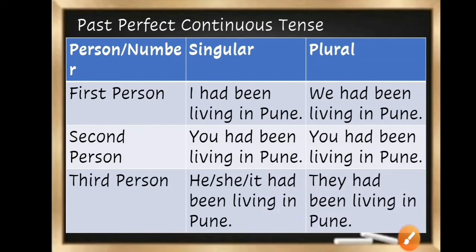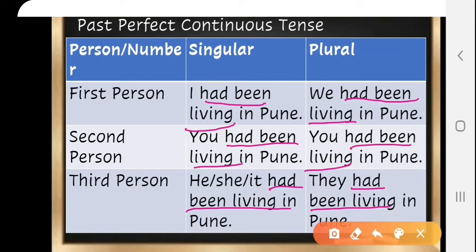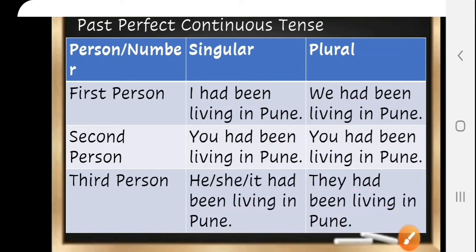See the same in tabular form. Had been plus verb plus ing will be the same with all the subjects. Can you see here? Had been living. We had been living in Pune. Here you have seen I had been living in Pune. You had been living in Pune. He, she, it had been living in Pune. They had been living in Pune. In this way, same verb is used with all the subjects.